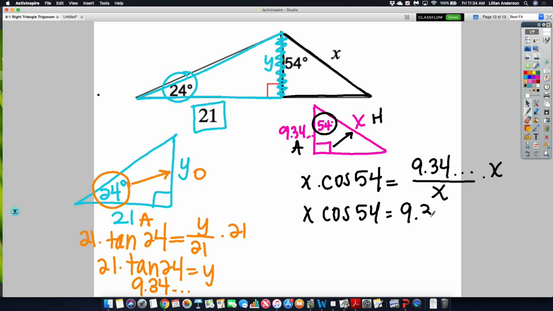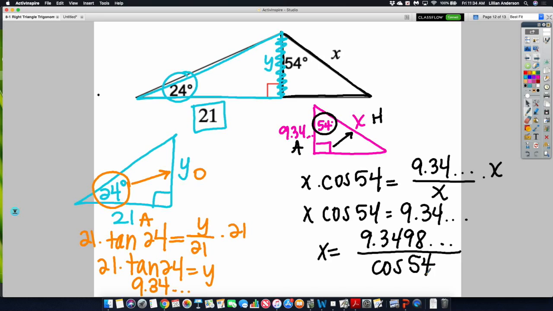And then what I'm going to do is divide both sides by the cosine of 54. So in my calculator, I need to divide that 9.3498 number by the cosine of 54. Since we still have that number in our calculators on our screen right now, if I just press divide 54 cosine and then click enter, I'll get my answer for x.